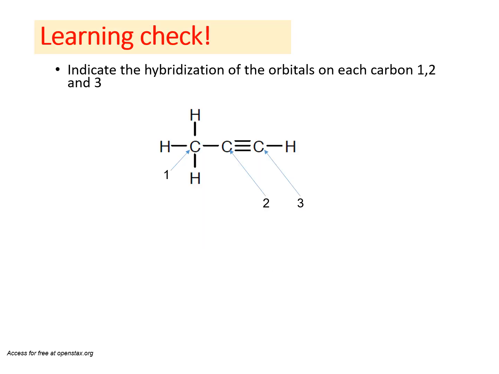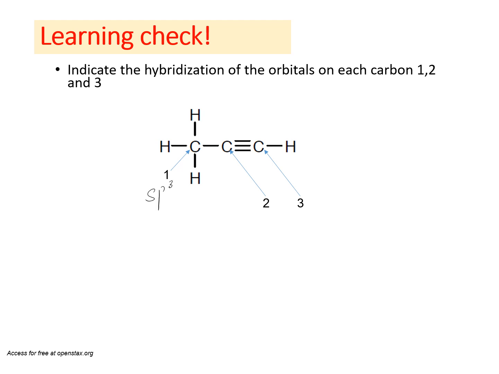Let's do a question here to check your learning. The question is asking you to indicate the hybridization of the orbitals on each carbon 1, 2, and 3. We are looking at a carbon atom which has four single bonds, and two of the carbon atoms have triple bonds. So going back to our easy way of figuring out the hybridization, the carbon atom here has four electron clouds, 1, 2, 3, 4. So four electron clouds means it has to be sp3.